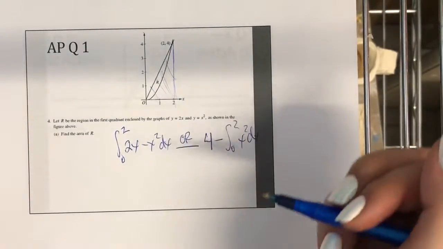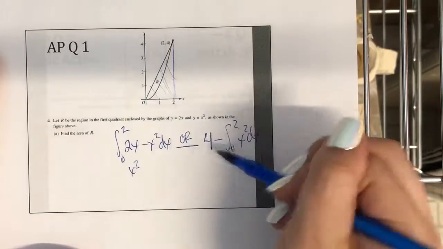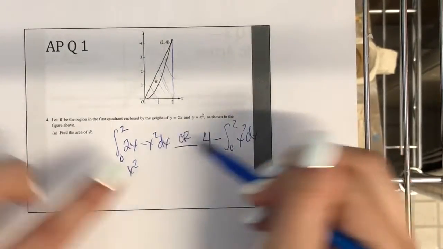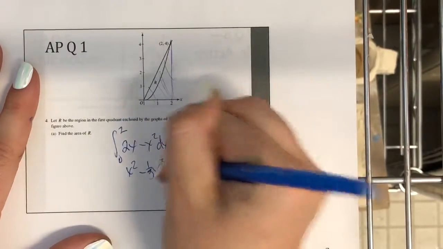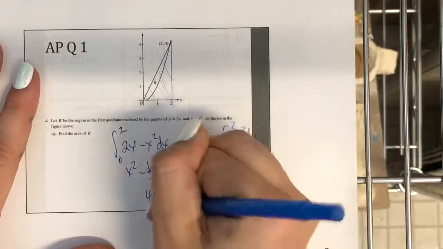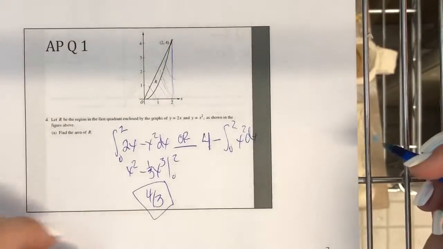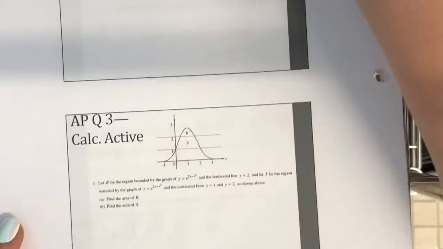But 2x isn't a big deal to integrate, so it's x squared. Notice how when I plug in 2, I get 4. When I plug in 2 minus plug in 0, I get 4. That's the same. Minus a third x cubed from 0 to 2, you end up getting 4/3. All right, let's move on. Let's do APQ 2 now.